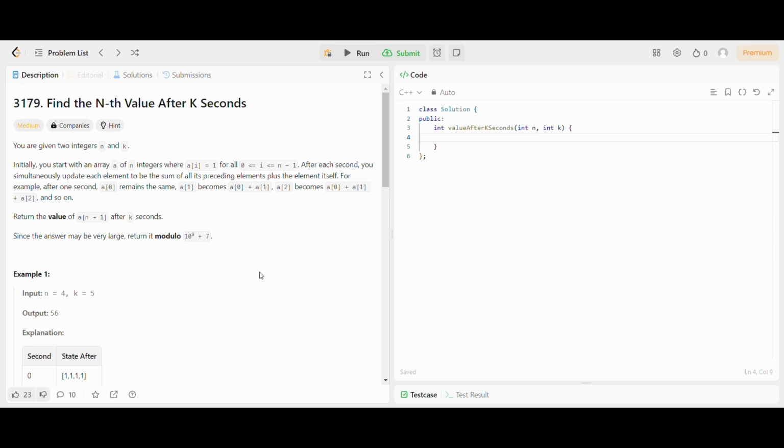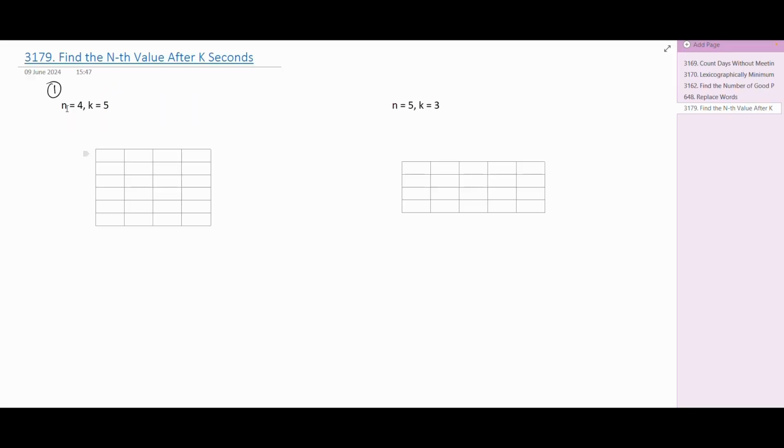So let's understand this problem with an example. I'll consider the first example. In the first example, it's given that n equals 4 and k equals 5. As n equals 4, the index starts from 0 and goes till n minus 1, that is 3. And I have k equal to 5. So at the 0th second, that is the initial value, the state will be 1, 1, 1, 1. This is the array A.